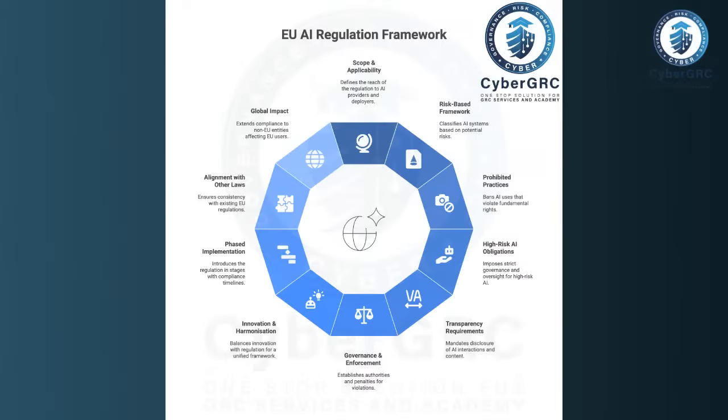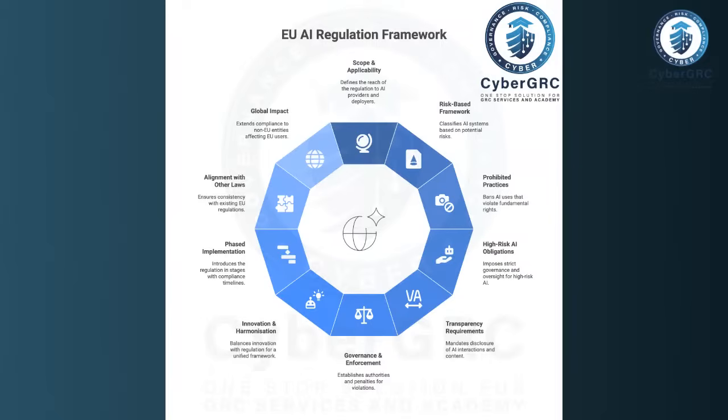Similarly, high risk AI obligations. If your AI management system falls under high risk AI, then you have to follow certain guidelines, and it imposes strict governance and oversight for any high risk AI. What is a high risk AI, a medium risk AI, a low risk AI, all that is defined in the EU AI Act. Then you have a transparency requirement, which mandates that any AI interaction and any AI result or output has to meet transparency requirements as well. Then you have governance and enforcement, where authorities and penalties for violations are established under the EU AI Act.